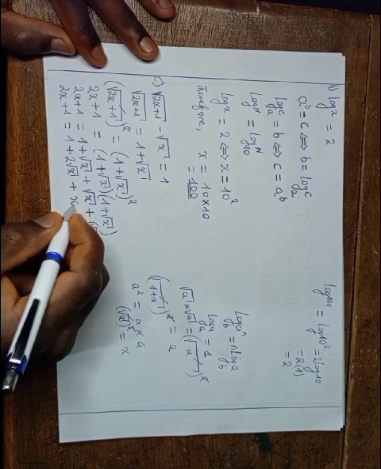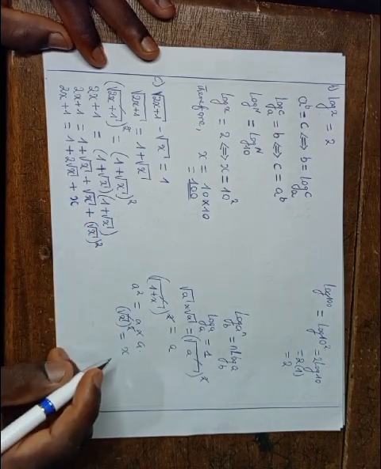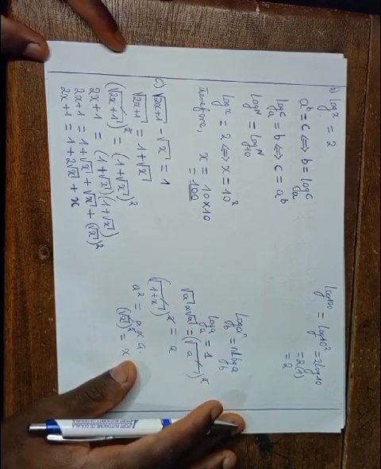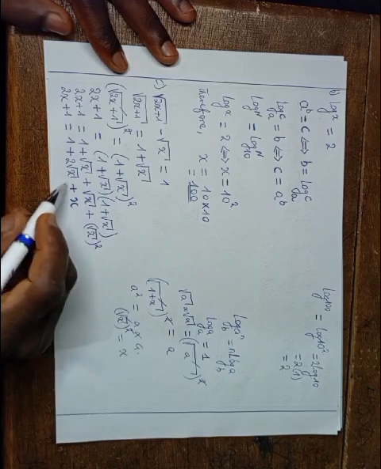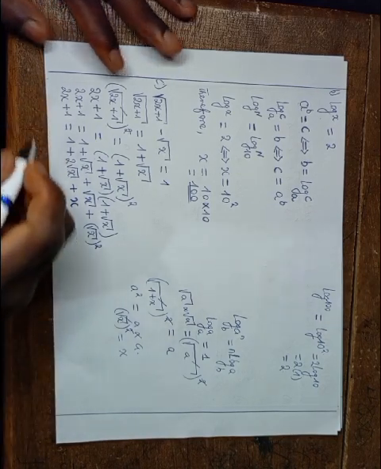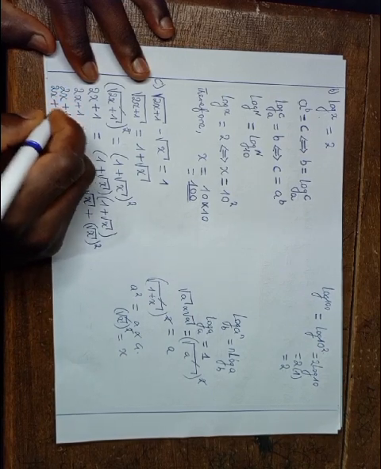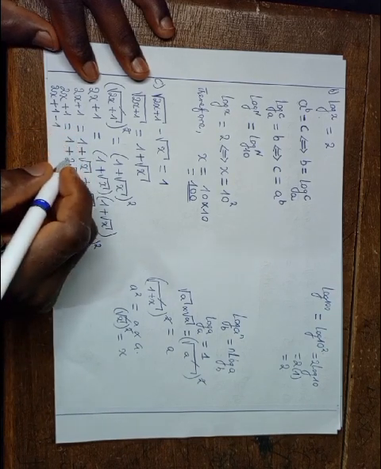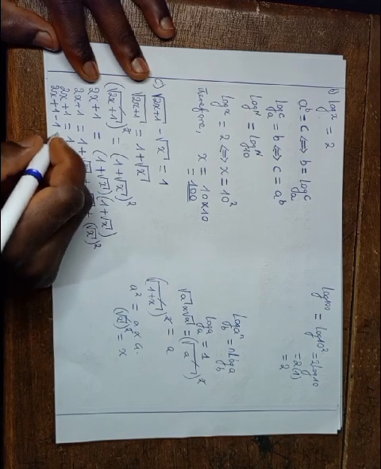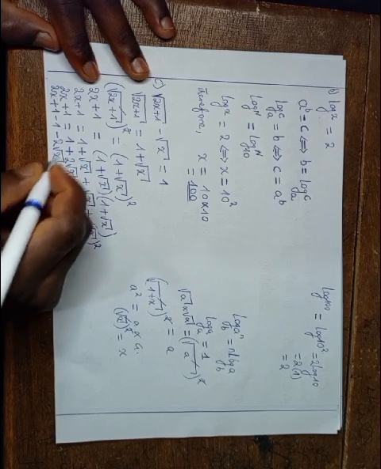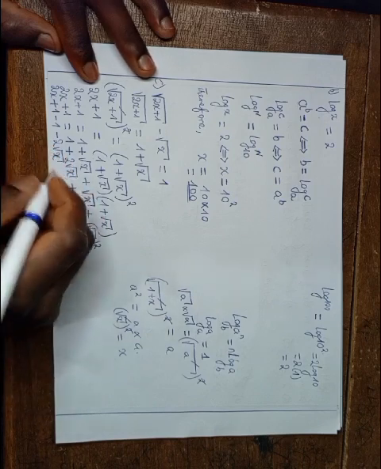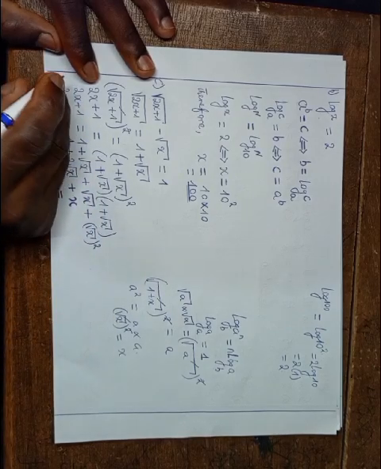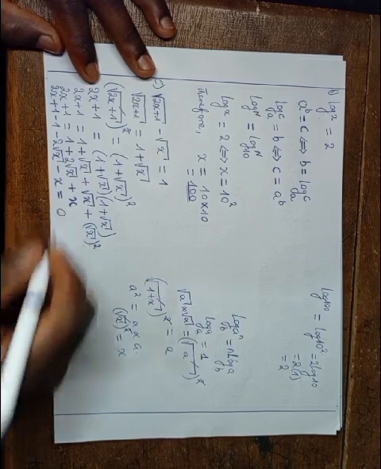So plus x. Then the next step now, we are going to transfer all the terms at the right hand side to the left. This will give us 2x plus 1. When 1 crosses, it becomes negative 1. When 2 root x crosses, it becomes negative 2 root x. Next, when positive x crosses, it becomes negative x, equal to, since everything has been transferred this way, we are left with nothing, so it will be equal to 0.